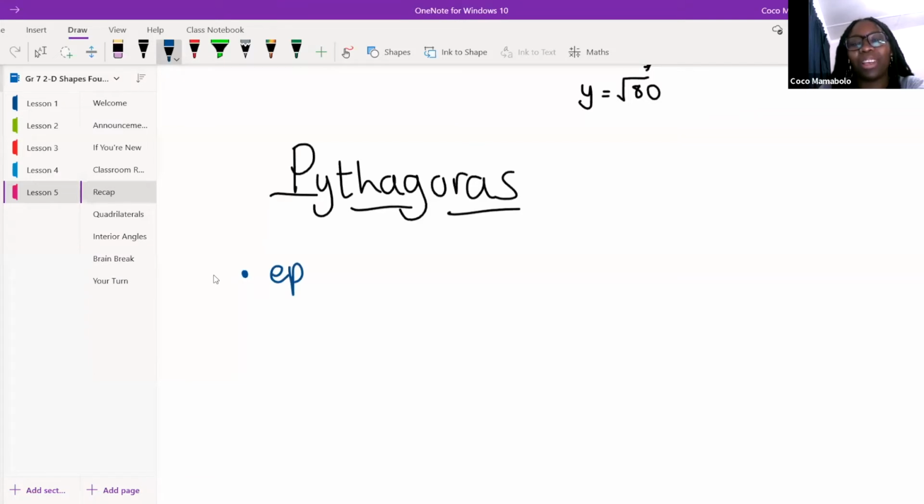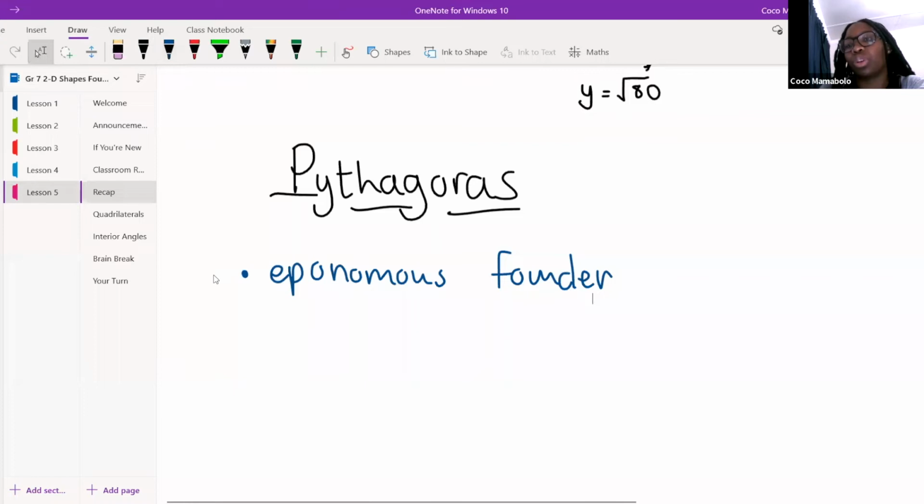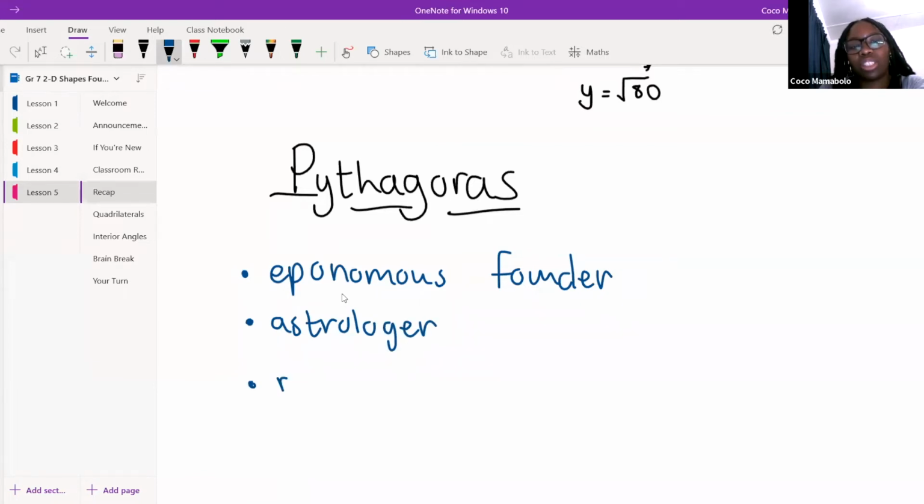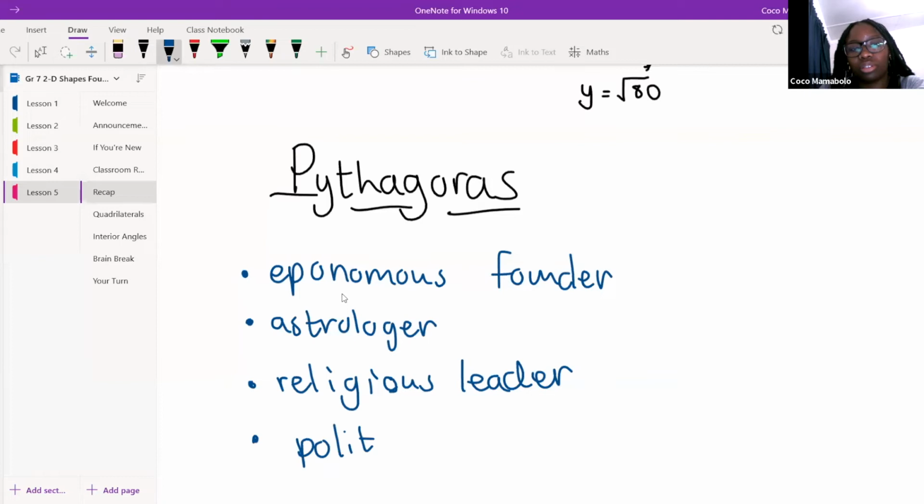Well done. He was eponymous. I know, it's a big word. Eponymous founder, which means that somebody else might have discovered it before him, but he was the first one to write it down. Very well done. He was also an astrologer, and he was also a religious leader and a politician as well. Politician. Okay, I'm seeing quite a few questions. Let me just answer these questions.